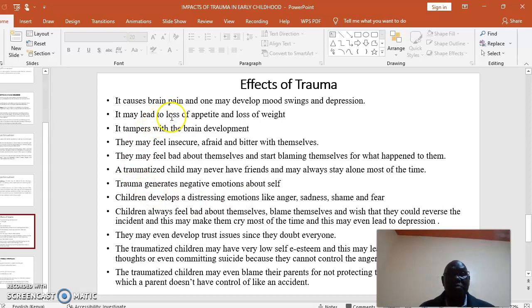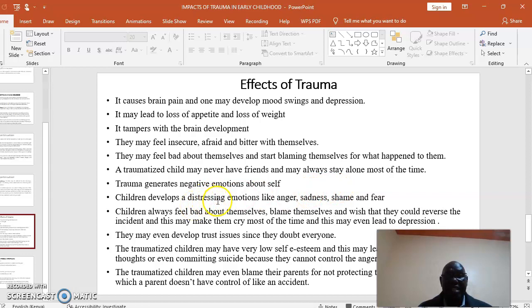One, it causes brain pain, and one may develop mood swings and depression. It may lead to loss of appetite and loss of weight. It tampers with the child's brain development. The child may feel insecure, afraid, and bitter with themselves. They may feel bad about themselves and start blaming themselves for what has happened. A traumatized child may never have friends in life and may always stay alone most of the time.